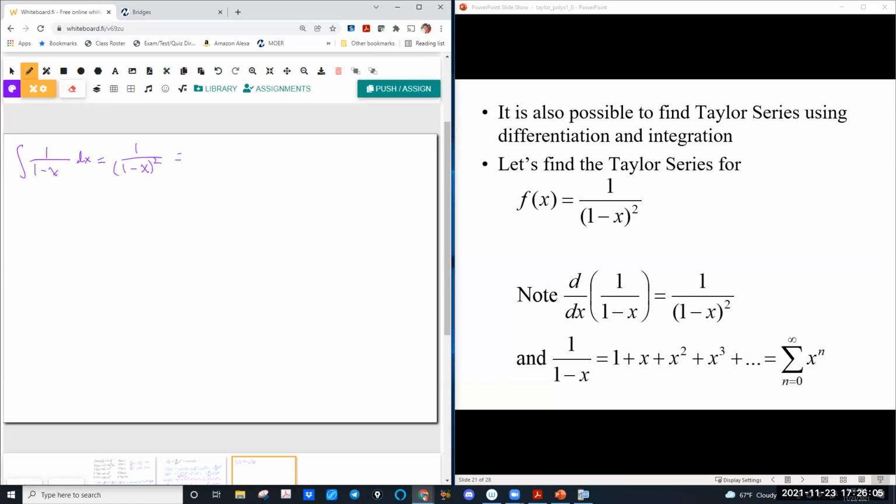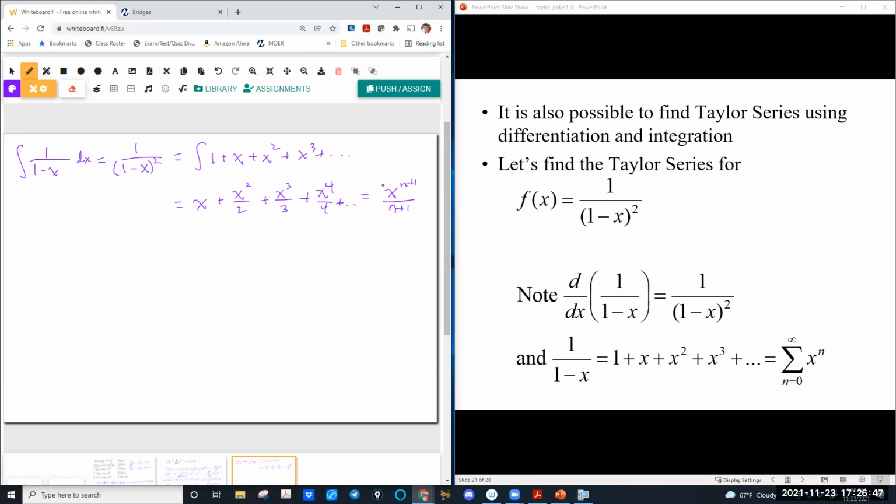Well, that means to get the Taylor series, I want to do the antiderivative of 1 plus x plus x squared plus x cubed plus dot, dot, dot. Okay, well, what does that look like? Well, x plus x squared over 2 plus x cubed over 3 plus x to the 4th over 4 plus dot, dot, dot. That is the Taylor expansion. And then if we want to write the summation notation, you do the same thing. You're going to do the antiderivative, so you make this x to the n plus 1 over n plus 1.